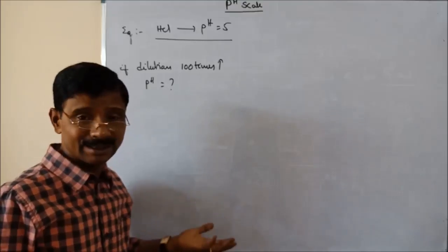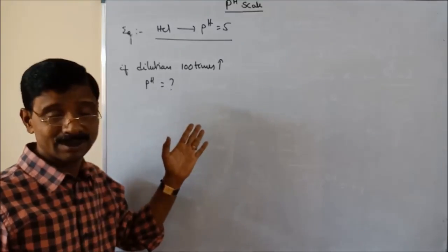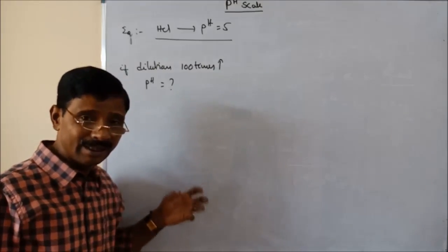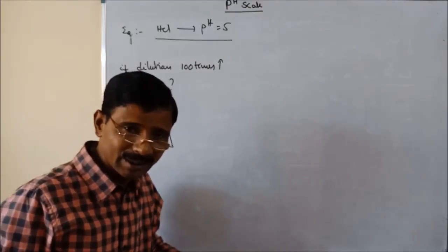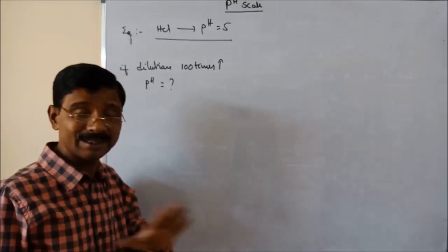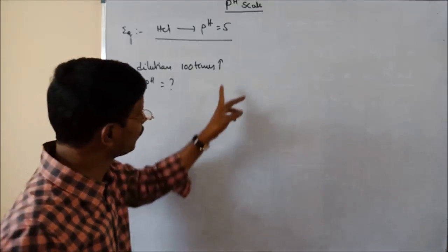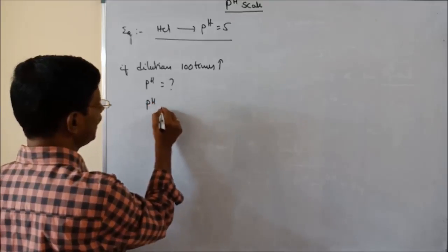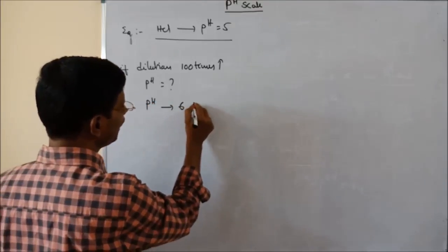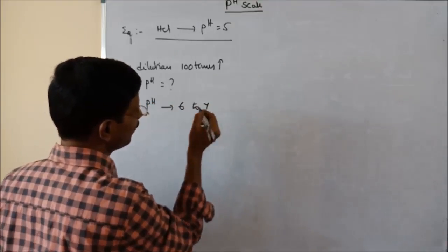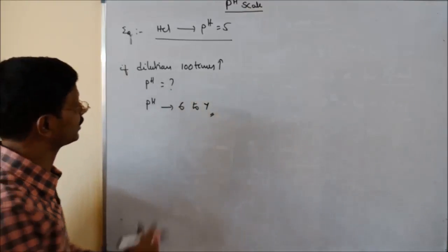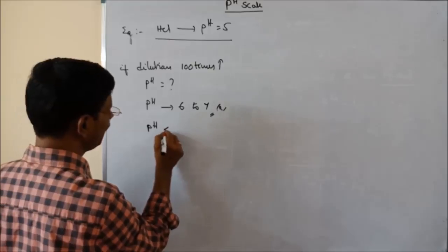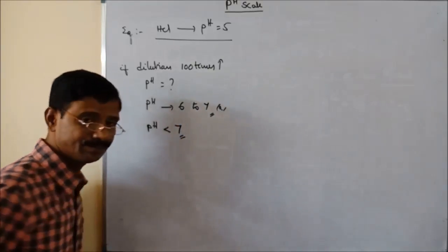Even though the pH increases by 2 units, for this HCl solution the pH is not going to be 7. Because, do you think on dilution an acid is going to convert into neutral or base? No, that is not at all possible. So even though it has to increase by 2 units, this pH should be between 6 and 7. That's all. Or less than 7.